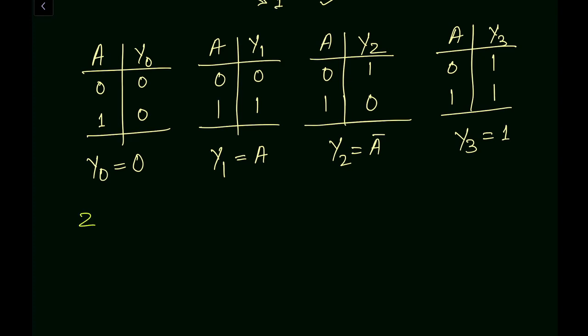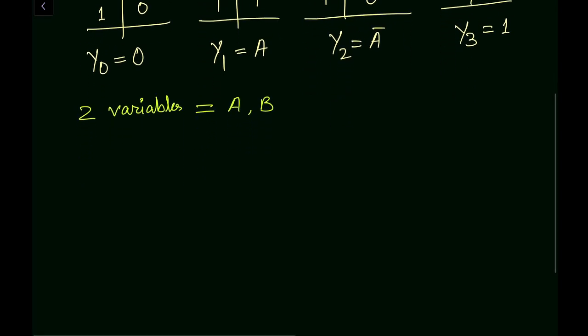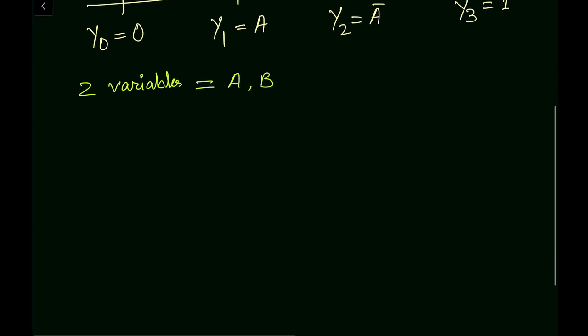Suppose we have two variables, a comma b. A and b, these are the two different variables. So we have to find out how many Boolean functions we can have, or the maximum number of Boolean functions, or we can say the maximum number of truth tables, using two Boolean variables. Okay, we have two input variables. Let me write down here.